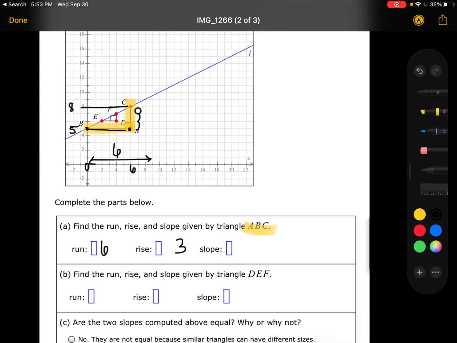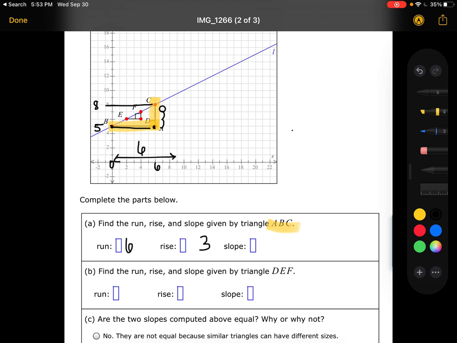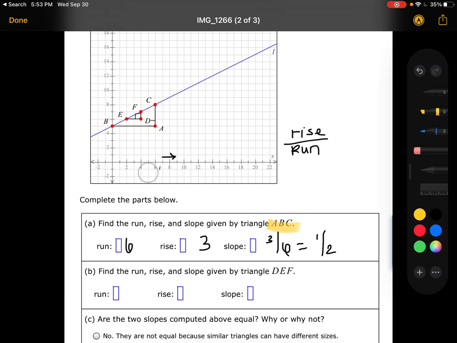So a quick review. Slope is rise over run. So rise over run in this is 3/6, which simplifies to 1/2. So that is that first one. So I'm going to go back and I'm going to erase all this nonsense. And then I'm going to go back and do the next part of the question.